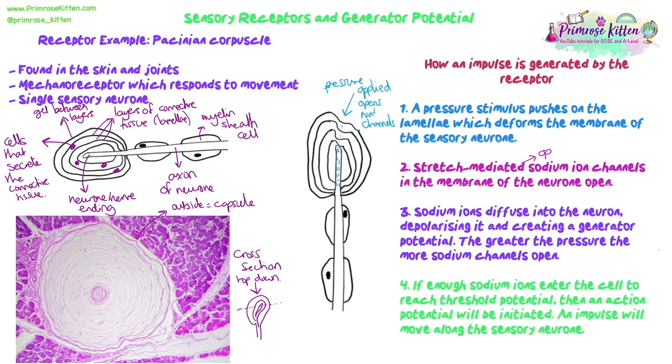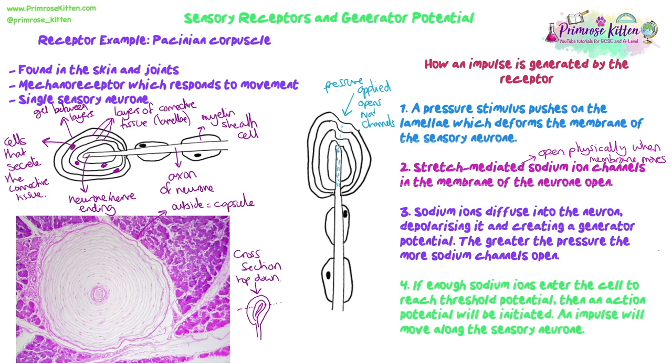A pressure stimulus pushes on the lamellae, which deforms the membrane of the sensory neuron. So you can see I've got to redraw my diagram with these layers that have been pushed down, deformed, pressed down, which is what happens when the pressure is applied. And this opens stretch-mediated sodium ion channels, which is basically saying that when the membrane is pushed, that physical pressing and stretching of the membrane literally pushes or pulls open those sodium ion channels, and that's how they open.